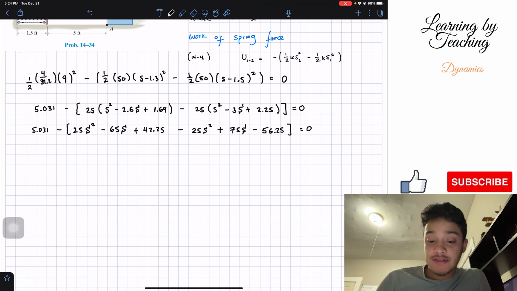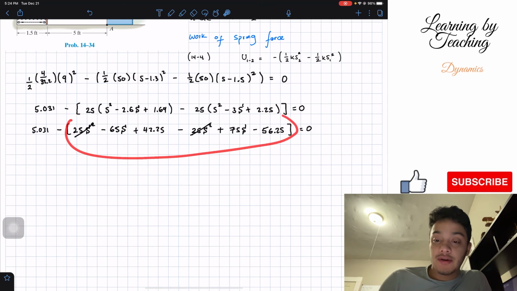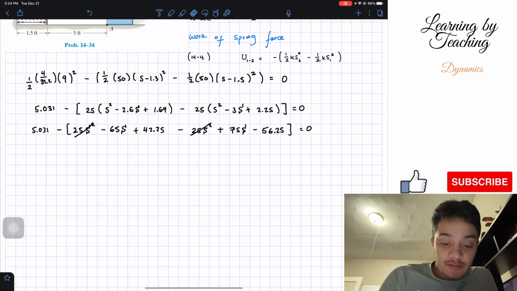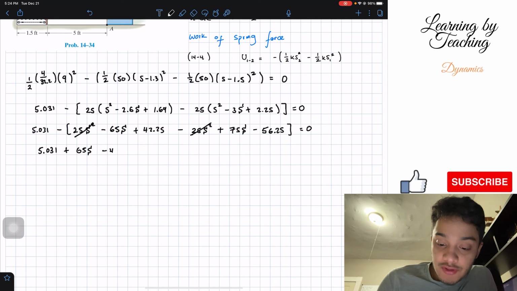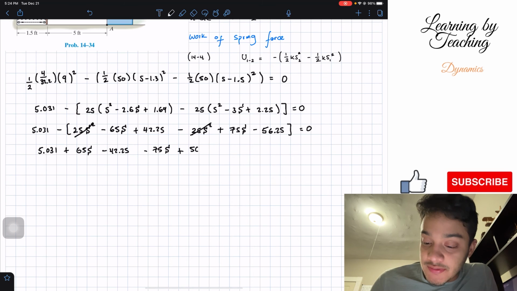Okay, so now the first thing that I can see is that this 25 cancels with this 25, and I'm going to distribute this minus throughout all my bracket. Okay, so we're going to have 5.031 plus 65s squared minus 42.25. Then we'll have minus 75s, and then we'll have plus 56.25, and all this is equal to 0.